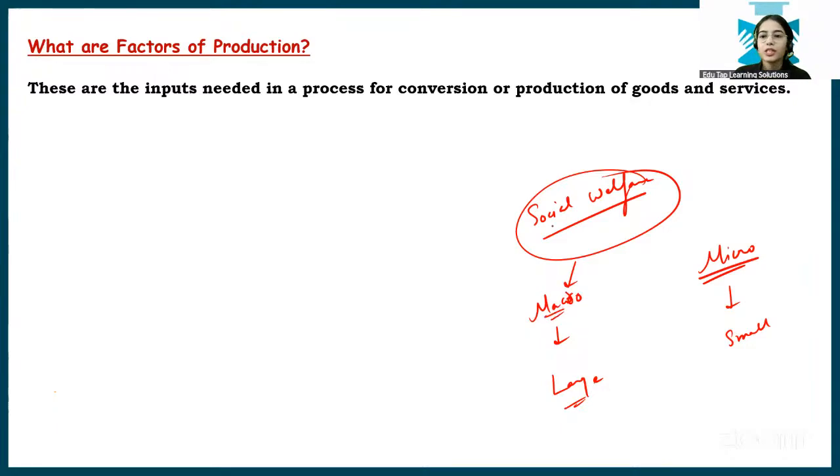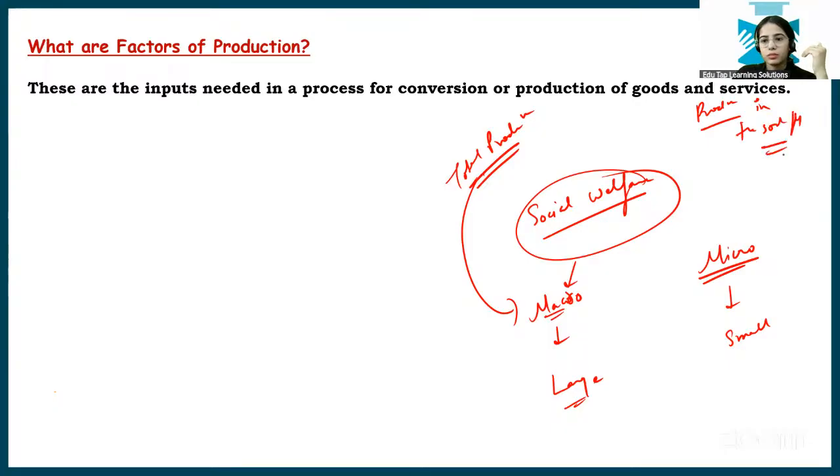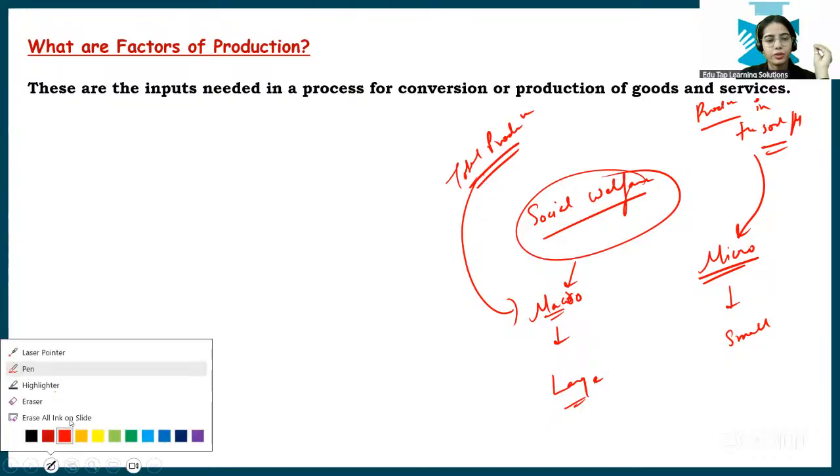Yes, very good. Because we are talking about the welfare of the society, the whole society. We are not talking about the welfare of Gita only or Kritika only. We are talking about the social welfare, the welfare of the society. Very good. If we are talking about the total production, it will come under macroeconomics. But let's say we are talking about the production in the soap market, then it will come under micro, because here we are talking about an individual market or a single market. Okay, very good. So this is clear.